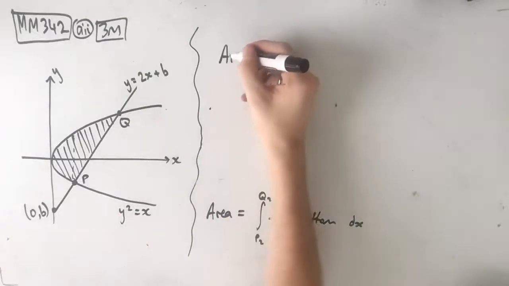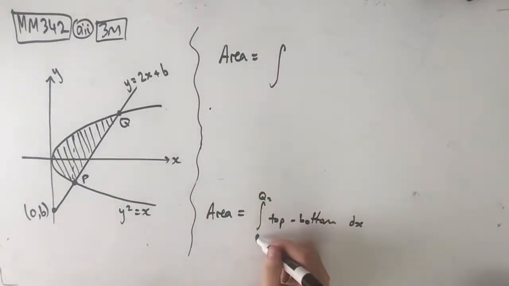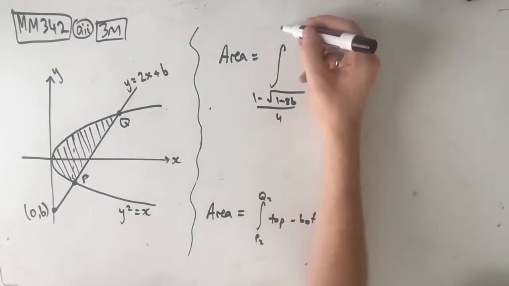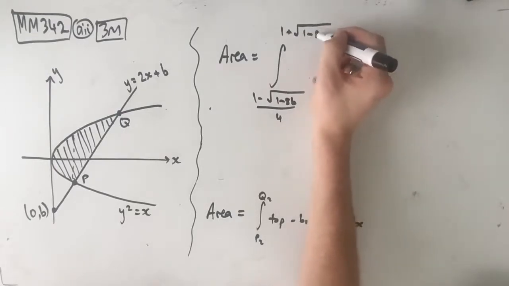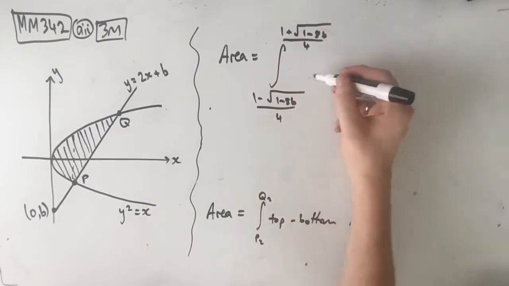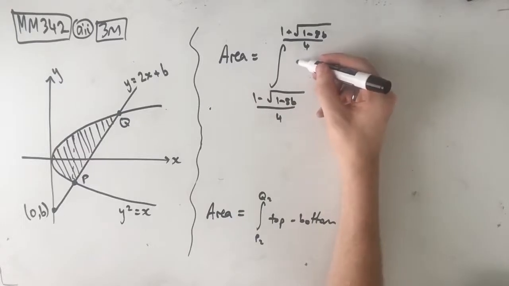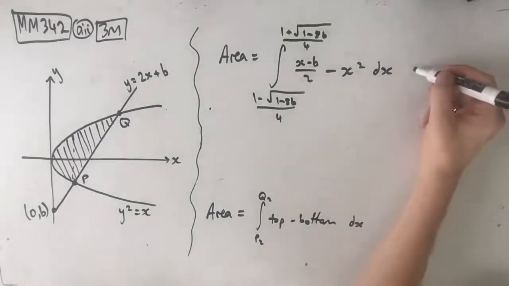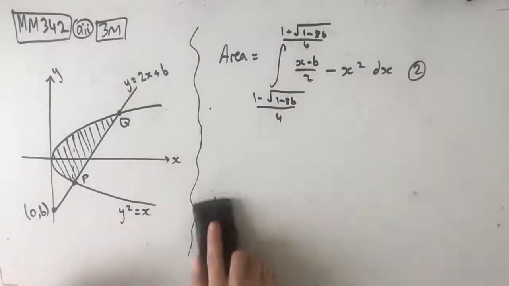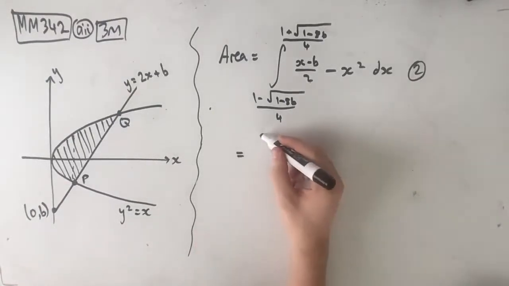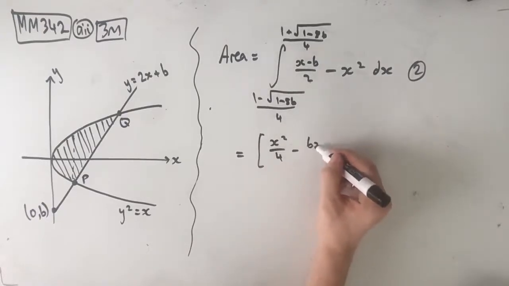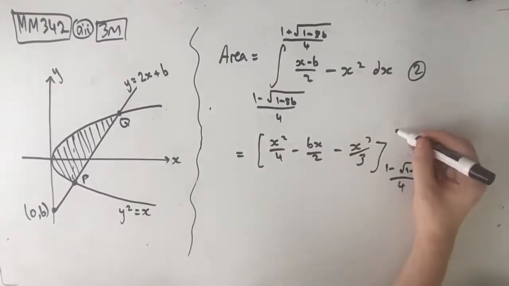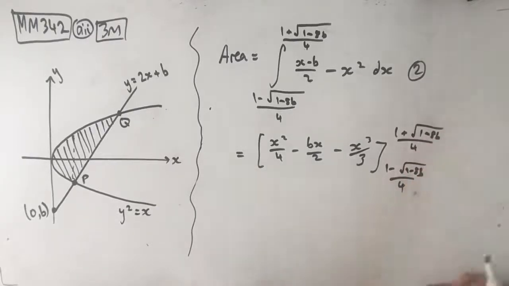Sweet. So that means that our area is going to be equal to the integral from P2, which had an x value of 1 minus root 1 minus 8b over 4, to Q2, which had an x value of 1 plus root 1 minus 8b over 4, of our top function, which was y equals x minus b over 2, minus our bottom function, which was x squared, dx. This is our second mark. Now I would go one step further and say that this is then x squared on 4 minus bx on 2 minus x cubed on 3, from 1 minus root 1 minus 8b on 4 to 1 plus root 1 minus 8b on 4. Awesome.